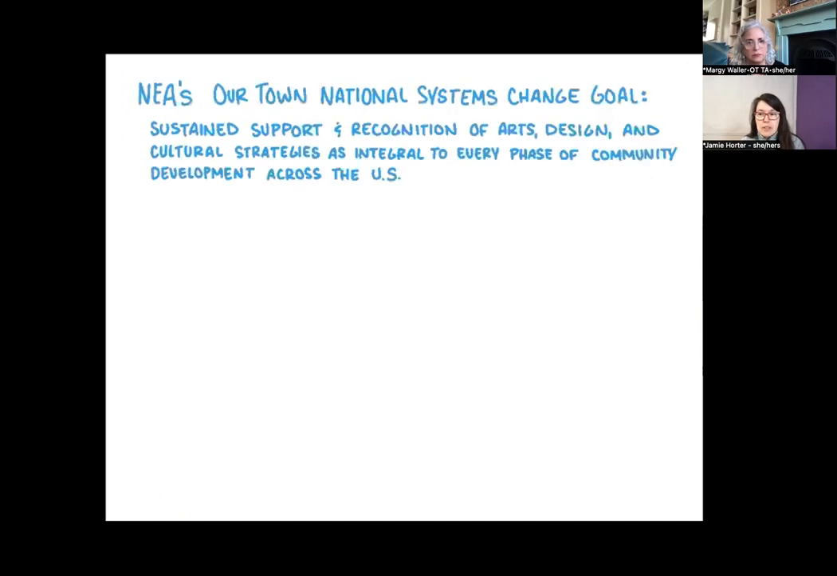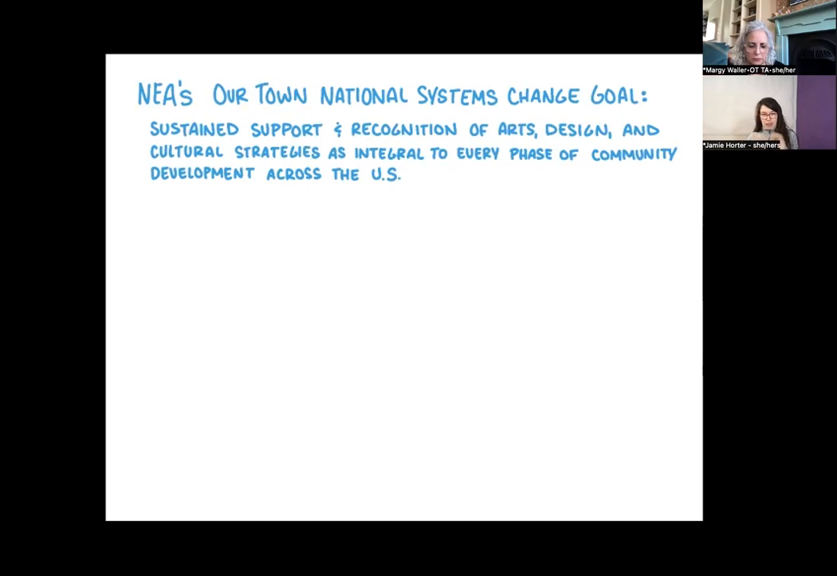And here's another piece to think about around systems change. So specifically for the NEA's Our Town National Systems Change goal, that is sustained support and recognition of arts, design, and cultural strategies as integral to every phase of community development across the US. And you are one part of that larger system across the whole nation of amazing individuals who are working on that on a local level.